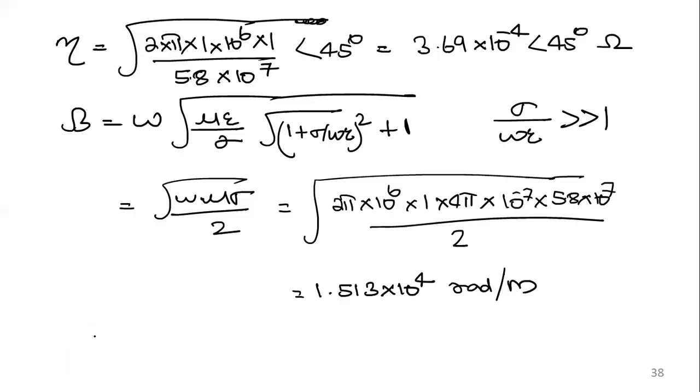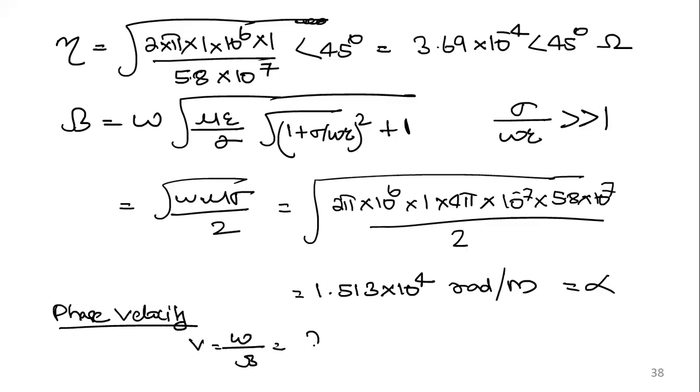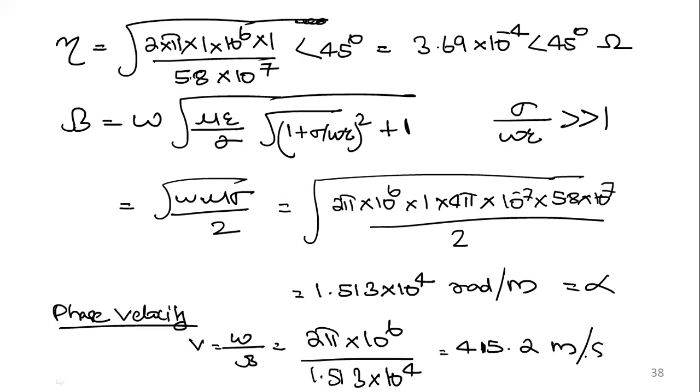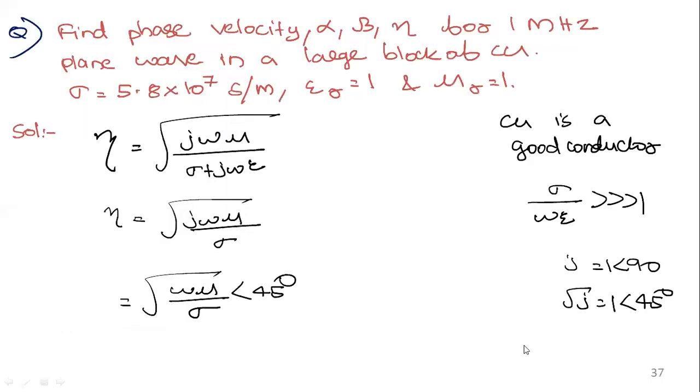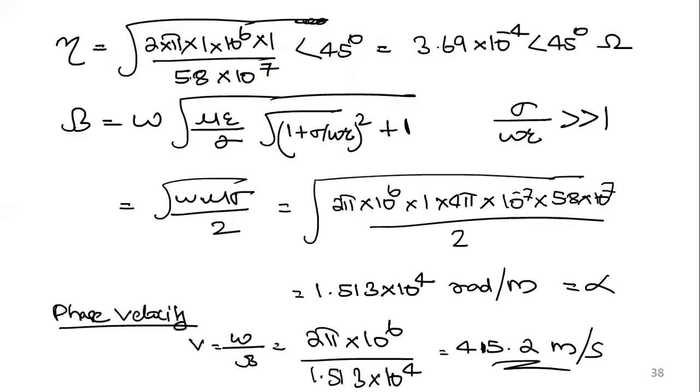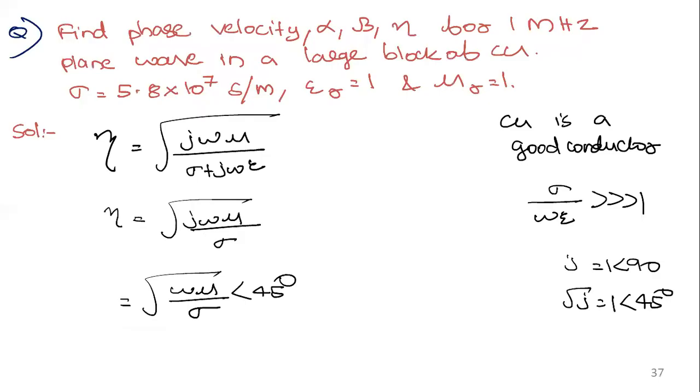And one more thing they have asked, phase velocity. This is the expression for alpha also. For a good conductor, beta is equal to alpha, right? And phase velocity is V is equal to omega by beta. Omega is 2 pi into frequency, 2 pi into 10 raised to 6, frequency is 1 megahertz, divided by beta, whose value you know, 1.513 into 10 raised to 4. So the speed is 415.2 meter per second. This is also very simple. These are the type of problems that they usually ask from these modules. So you should know the equation and what type of material it is.